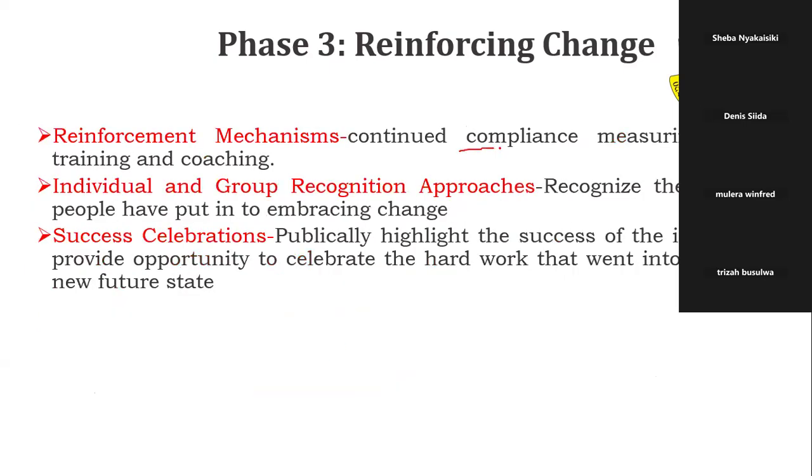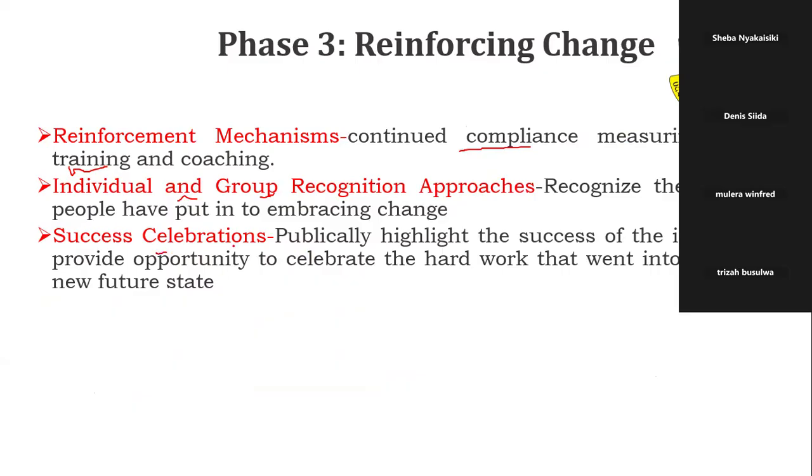Next is looking at compliance, ensuring that we continue. Compliance is basically looking at whoever is ensuring that what is supposed to be done is done. Then you have continuous or ongoing training and coaching. You have individual and group reconciliation approaches. You recognize the hard work people are putting in to embrace the change and so on and so forth.